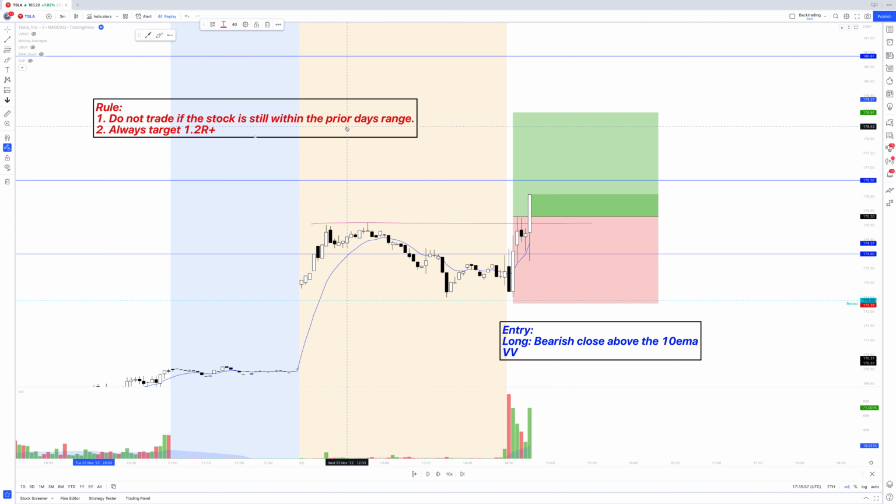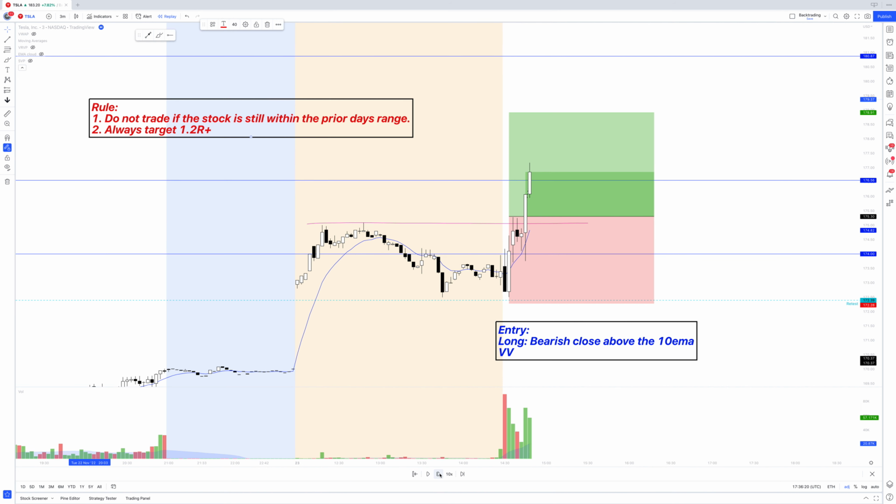I always like to take 75% off at a 1.2R target and then leave 25% on to run with a trailing stop loss of like $1 or $2, depending on the stock price. But that's up to you, and I will cover trailing stops in a future video if any of you guys are needing knowledge on how to actually operate them.